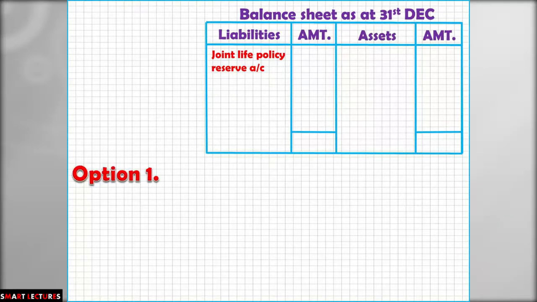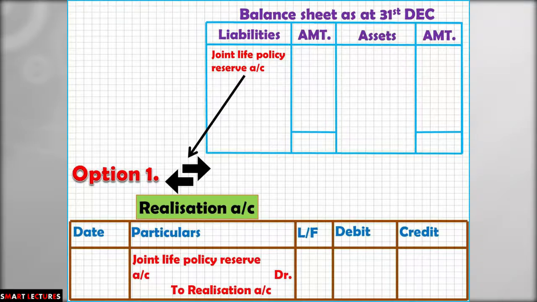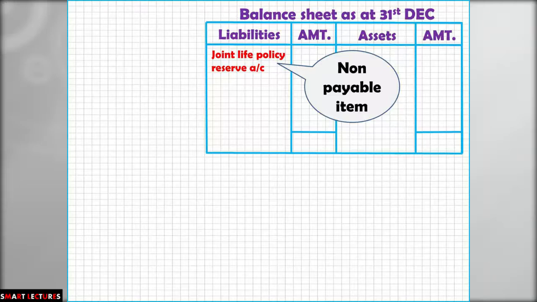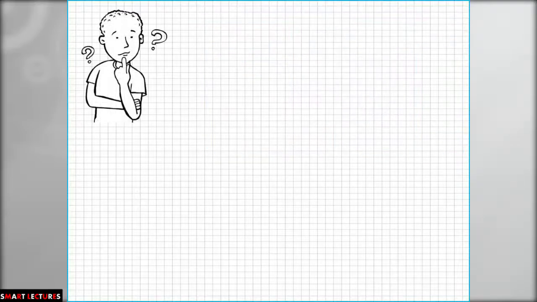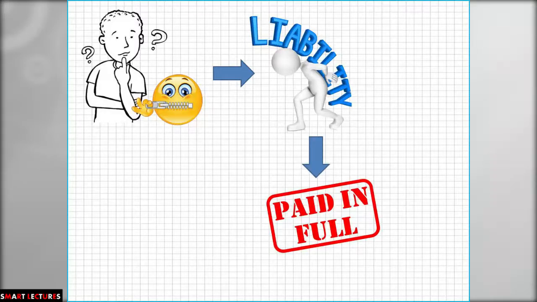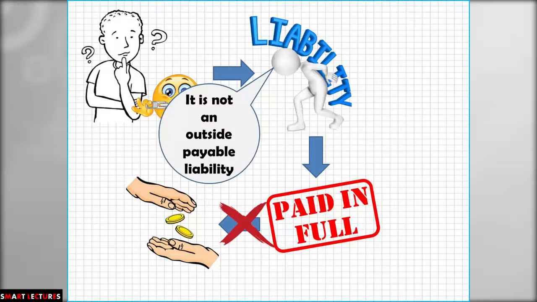First option is that it is transferred to realization account. So in that case, the journal entry will be joint life policy reserve account debit to realization account. Be careful, it is not treated as a payable liability, means it is a non-payable item, no money will be paid in future. Generally, if the question is silent about any liability, we safely assume that it was paid in full, but you won't pay anything in this situation because it is not an outside payable liability.